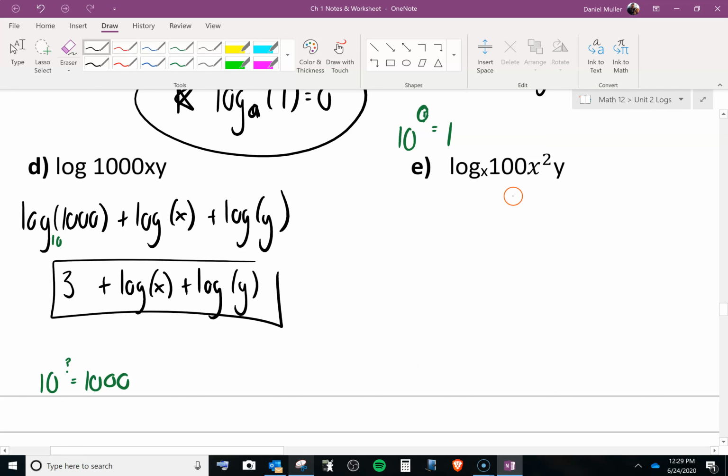Okay, so for this one, I can split this up. These are all on the numerator. They're all being multiplied, so I can leave them all as positive. Now this is log base x, so all of these will have to be a log base x.